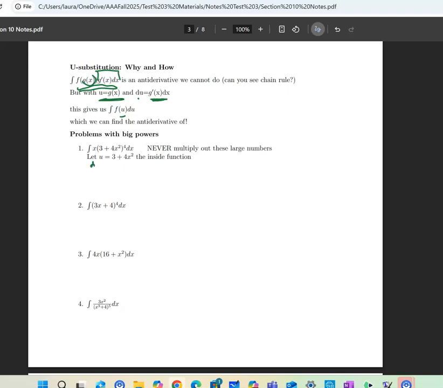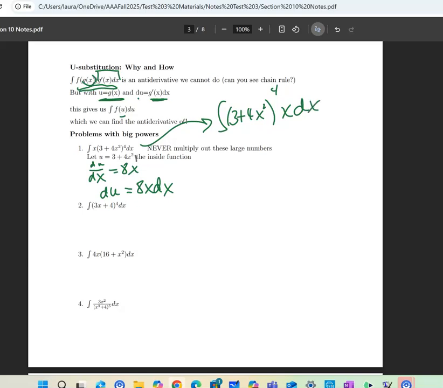So here it is. If I do the derivative, du over dx, that gives me 8x. The next step, I'm going to multiply by dx. So I'm going to take this and suggest that you rewrite it: 3 plus 4x squared, all to the fourth power, x dx. Okay, so I can take and put this in for this, right?